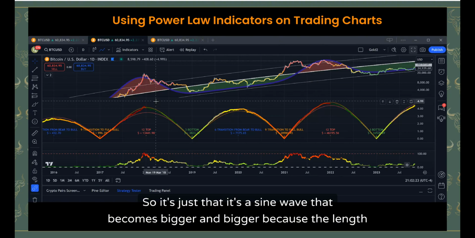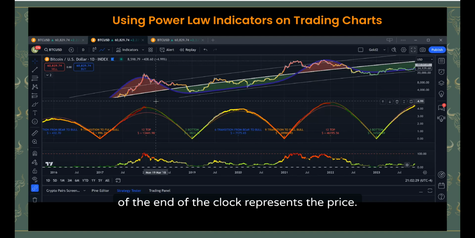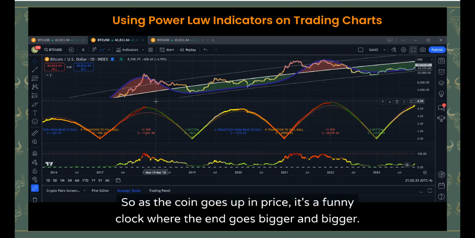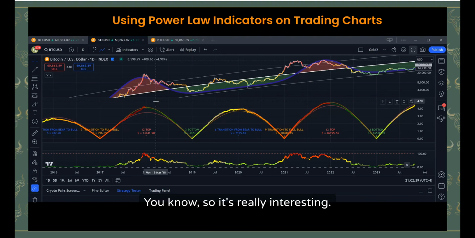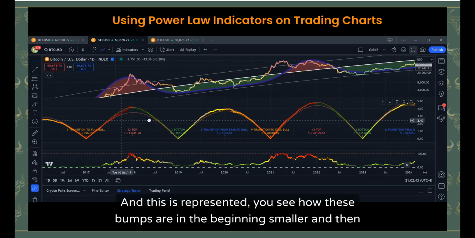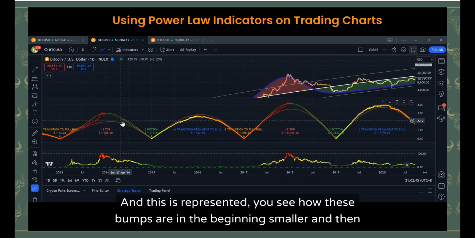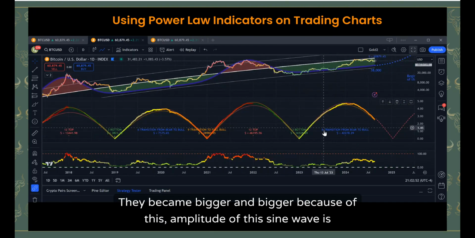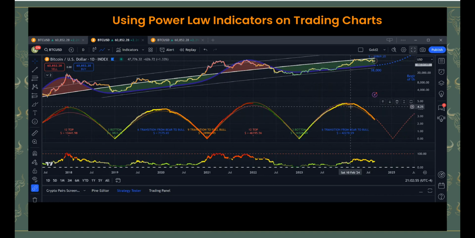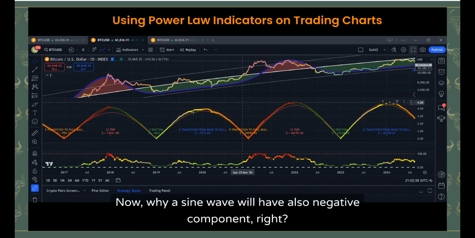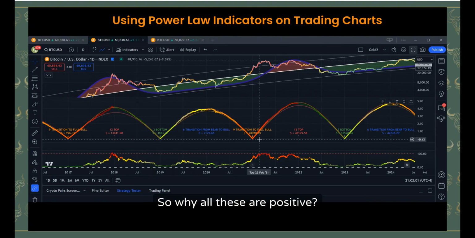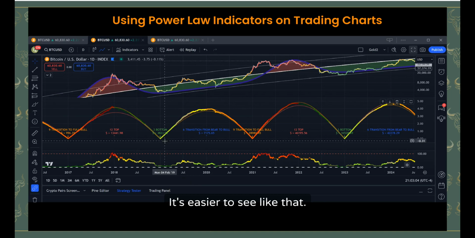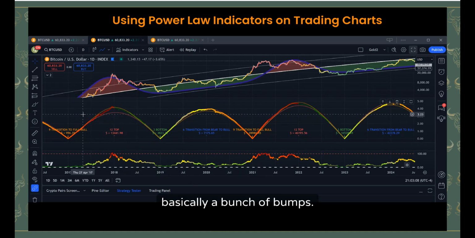It's just that it's a sine wave that becomes bigger and bigger because the length of the end of the clock hand represents the price. So as Bitcoin goes up in price, it's a funny clock where the end goes bigger and bigger. It's really interesting. You see how these bumps are in the beginning smaller, and then they become bigger as we go, right? They become bigger and bigger because the amplitude of this sine wave is the price. Now, why would a sine wave also have a negative component, right? So why are all these positive? Because we decided to flip it. It's easier to see like that. So it looks like basically a bunch of bumps.